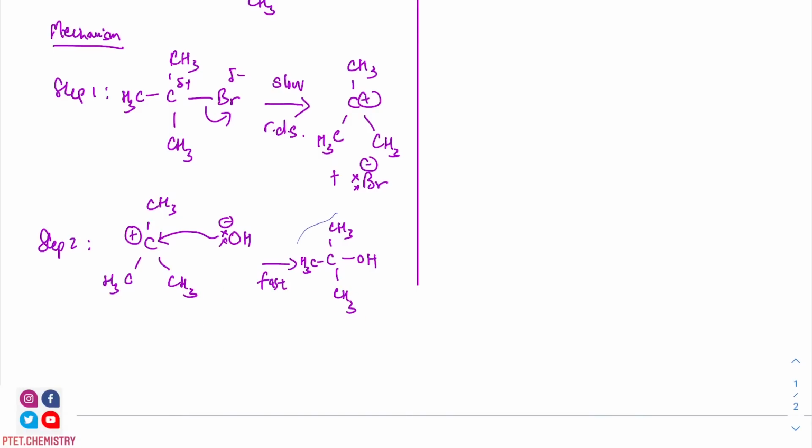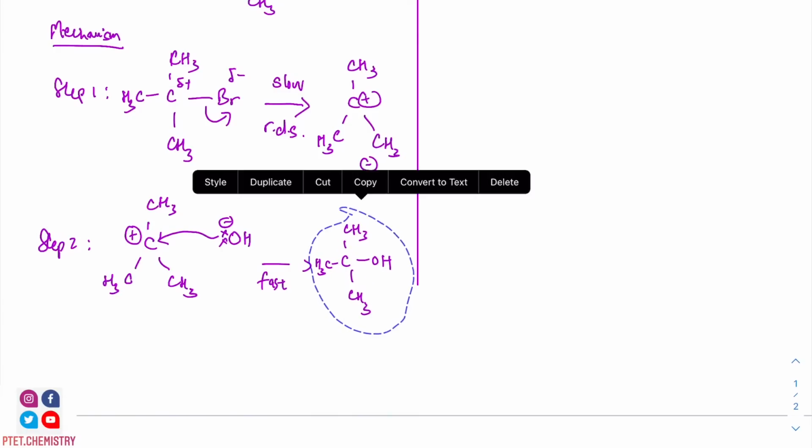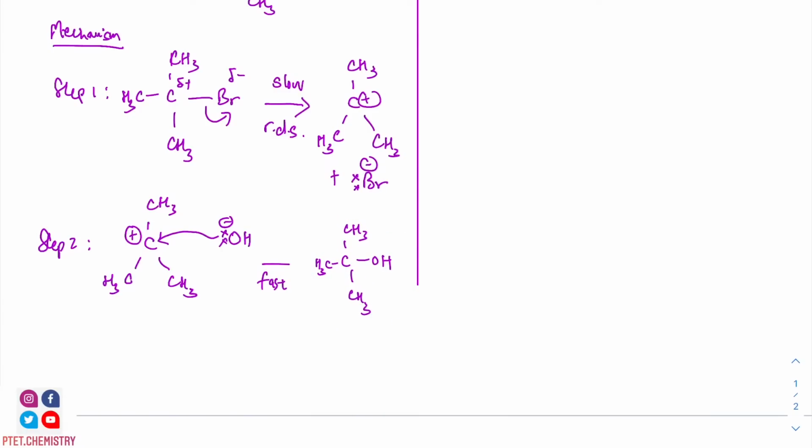Okay, maybe I can move it a little bit to the right to make it look better. This is the fast step because it is recombination of ions. You are not breaking anything, you are just forming a bond. In the first step, you are breaking something, you are not forming something. Slow, fast. I hope you can see that.